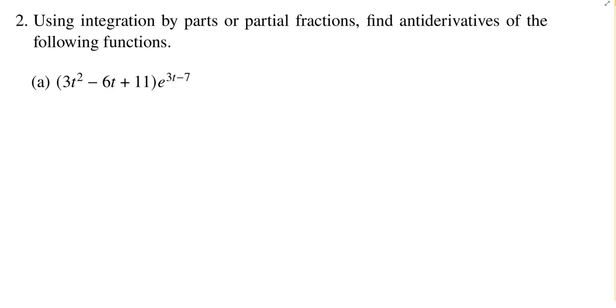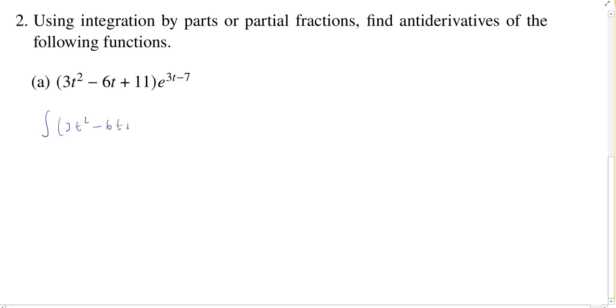Let's see, the instructions tell us that we're going to be computing an antiderivative, and we're going to use either integration by parts or partial fractions. I don't see a fraction here, so integration by parts looks like the right way to start. So I want to compute an antiderivative for this function. I'm going to write this down, because I want whoever's reading, again, to know what it is I'm actually computing.